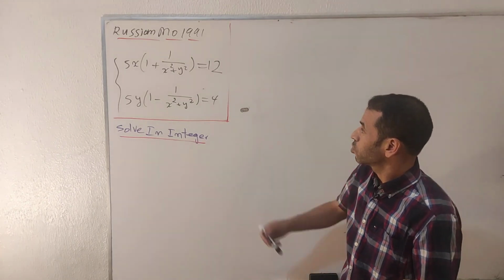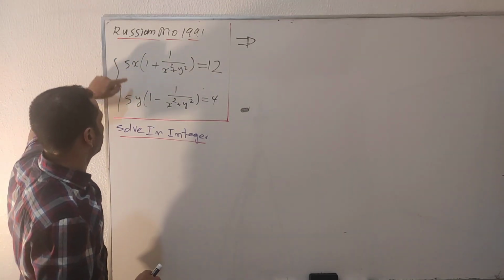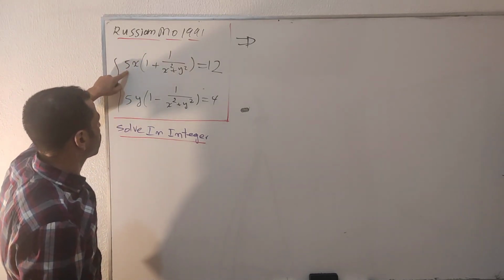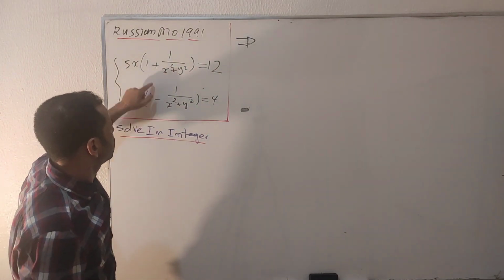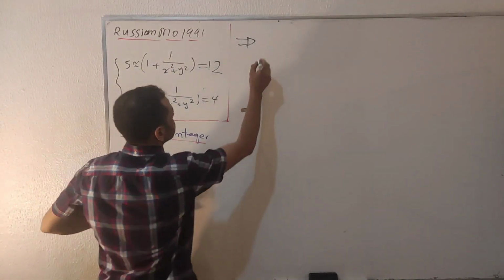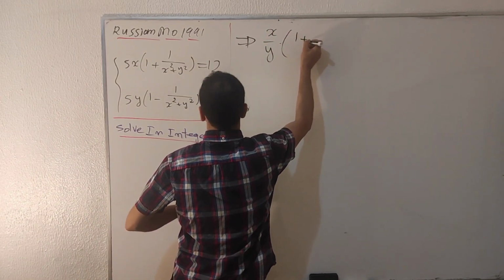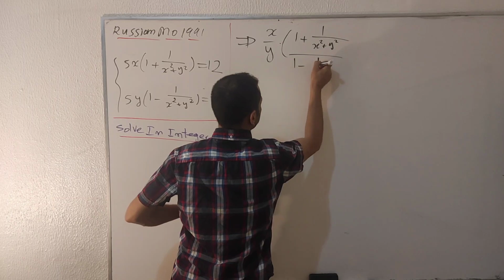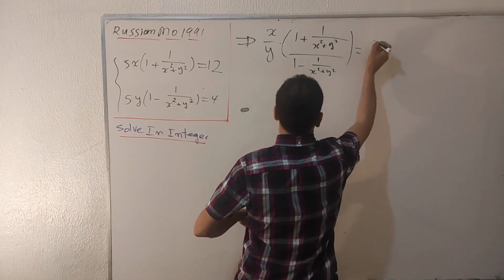Okay, now let's jump into the solution. The easiest way to solve this one, I'm simply going to divide this equation by this equation. I will get 5 cancelled out from numerator and denominator, and here I will get 12 over 4, which is 3. Here I'm going to simplify and get the common denominator. So I will have x over y multiplied by 1 plus 1 over x squared plus y squared, divided by 1 minus 1 over x squared plus y squared, equals 12 over 4, which is 3.